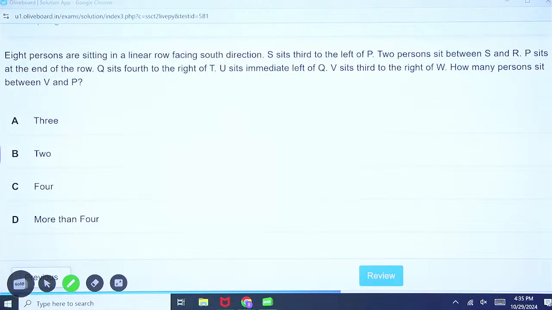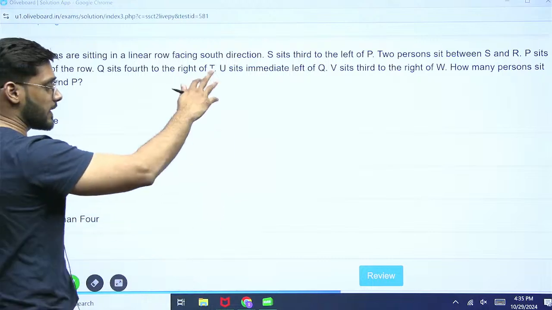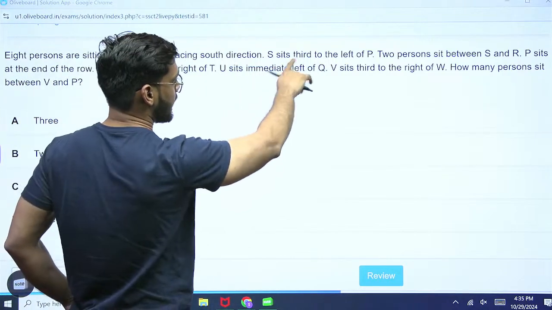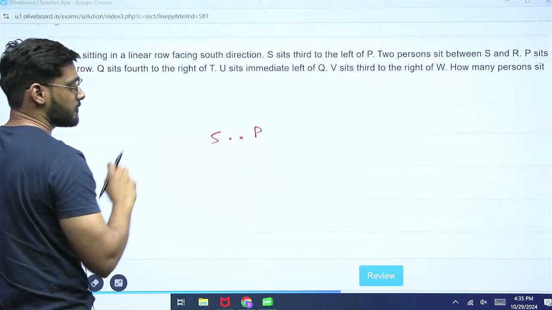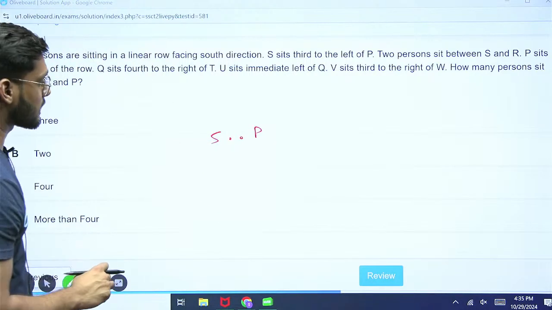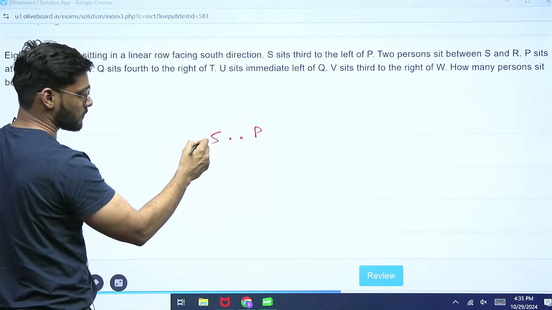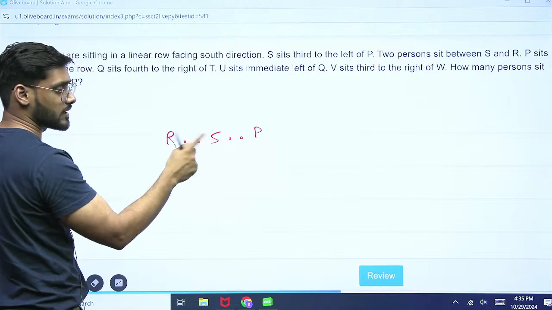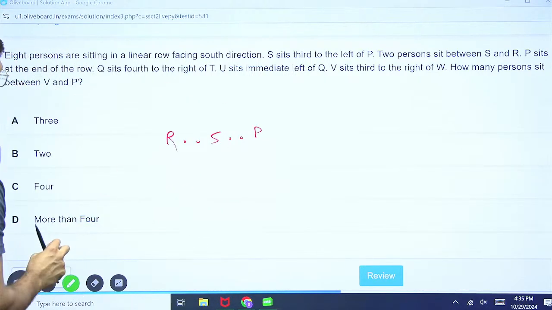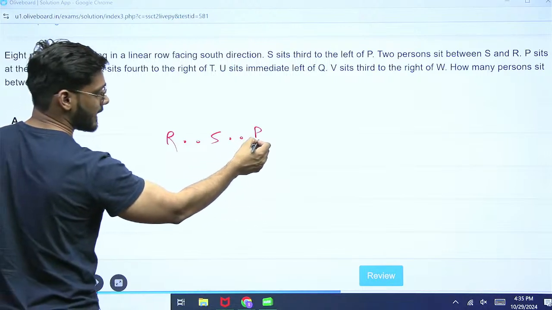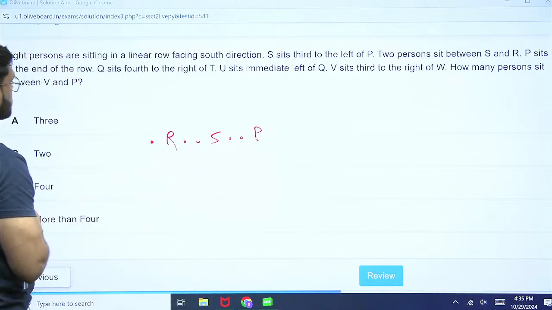8 persons sitting in a linear row facing south. So let's do it by facing all of them in the north. Third left of P, it means 1, 2, P. P will be there, 1, 2, 3 left, like this. 2 persons, S and R. So we cannot fix 2 persons like this. So 1 and 1, 2, 2 persons like this. How many have we completed? 3, 4, 5, 6, 7. 1 is remaining. P sits at the end of the row. If P is at the end of the row, so the 8th person will be here like this.